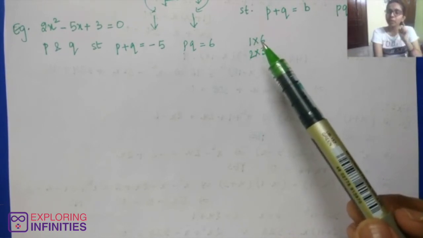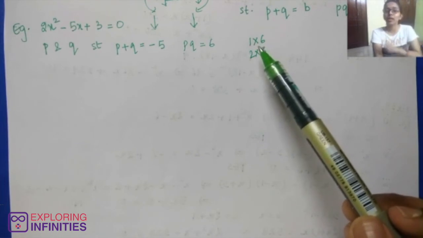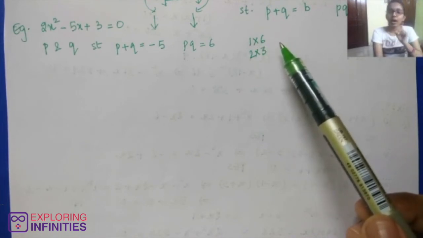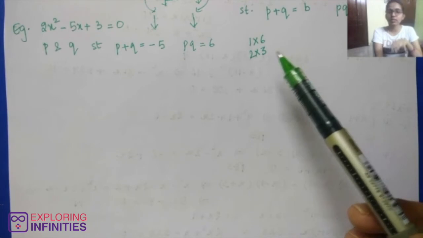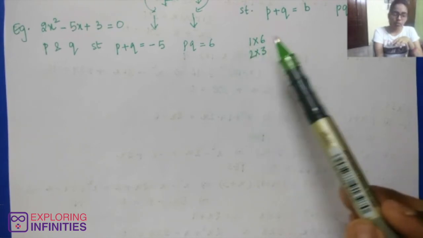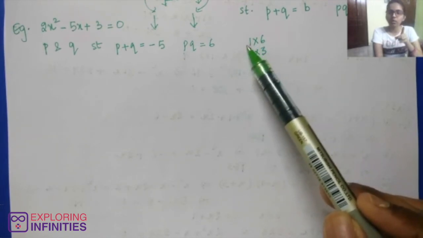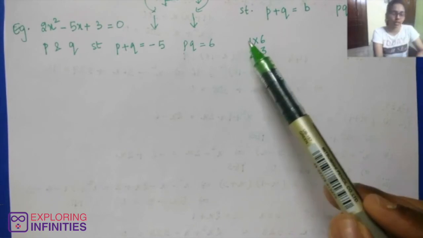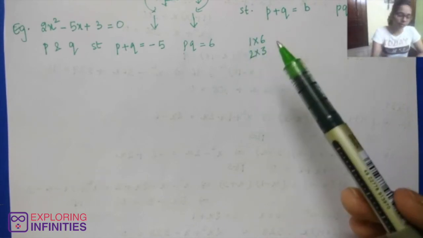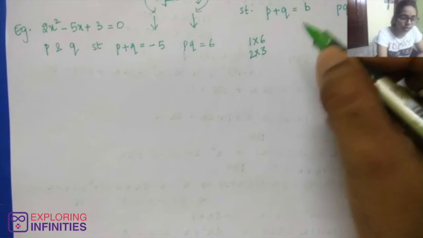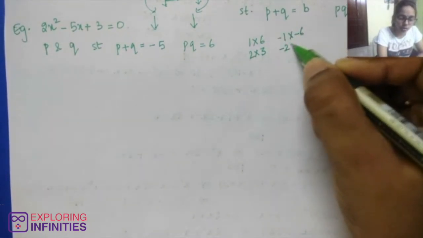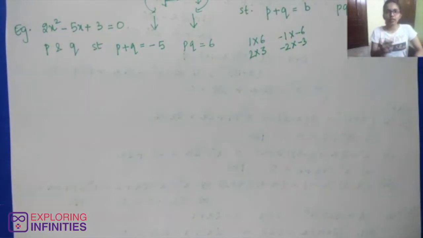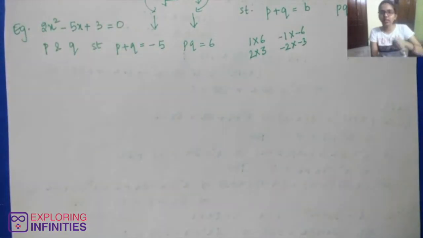But remember, your minus 6 multiplied by 1 will not give me 6. So I will not consider, in such cases, pairs in which one number has a minus sign. So I'll consider both the numbers having a minus sign. So I have minus 1 into minus 6 and minus 2 into minus 3. So these are the four pairs that I have.